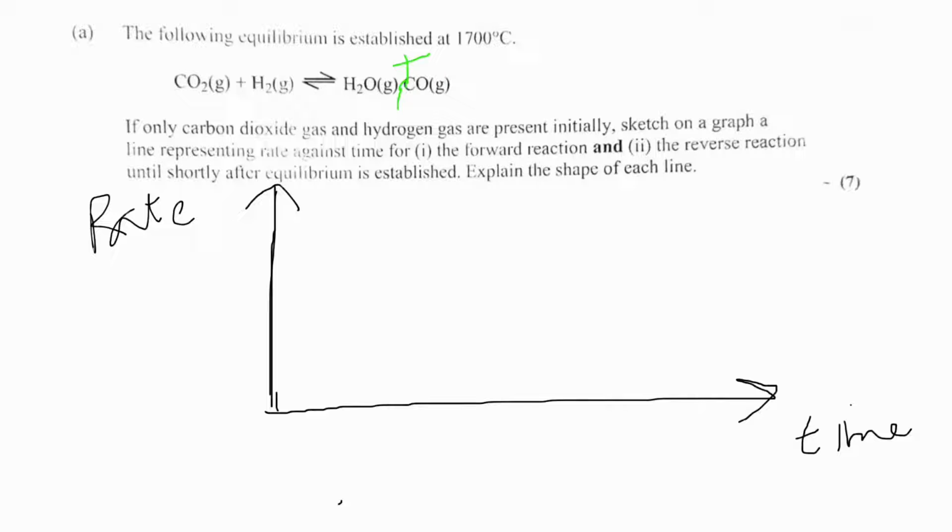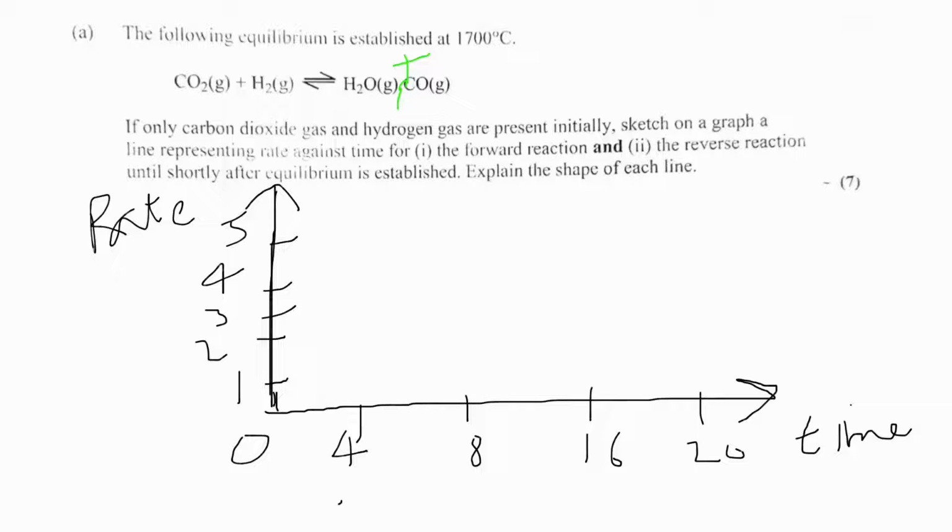So let's put the values on the time x-axis. Suppose it starts from 0, then we will assume 4 seconds, after 4 seconds, then 8 seconds, 16 seconds, and 20 seconds. In the same way, on the y-axis the rate is given, so we will write the values: rate 1, 2, 3, 4, 5, 6.